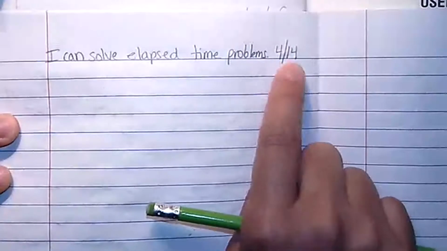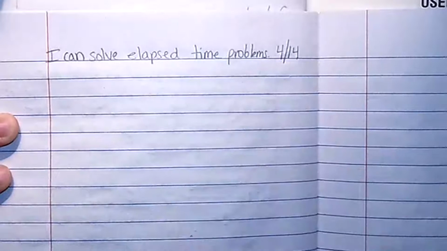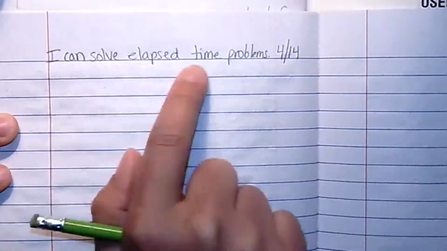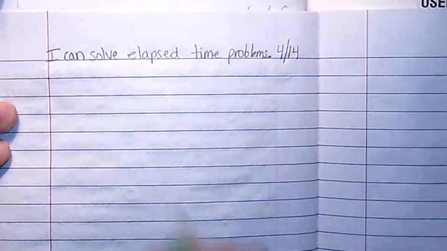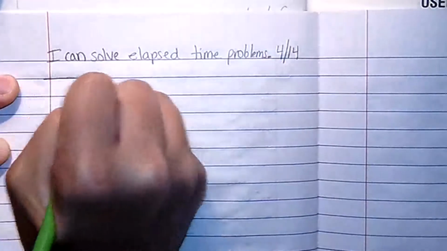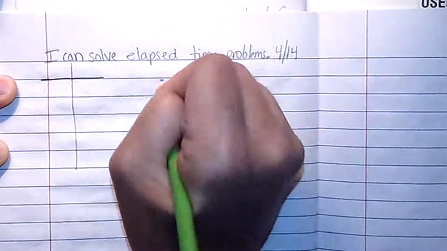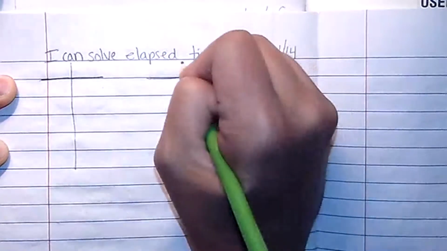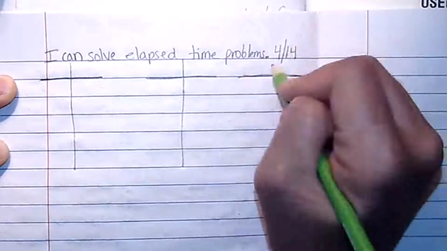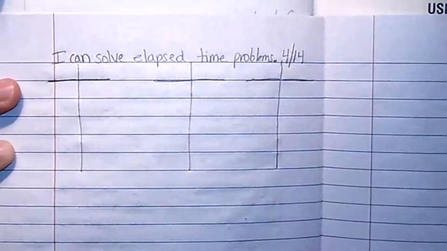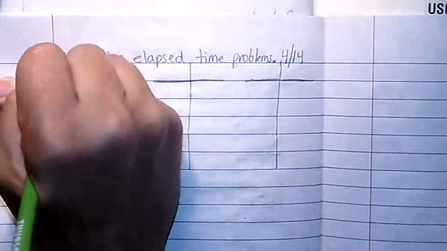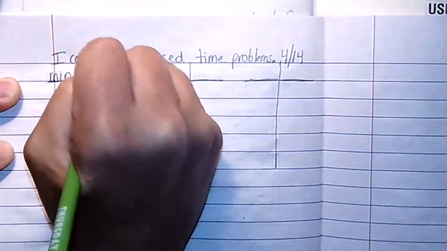Wednesday, April 14th, and our I Can for today says, I can solve elapsed time problems. So we're going to start with 3 basic T-charts. That's going to help us. So I'm going to start with 3 T's. 1, 2, 3. Now our first T-chart is going to be talking about minutes to seconds.